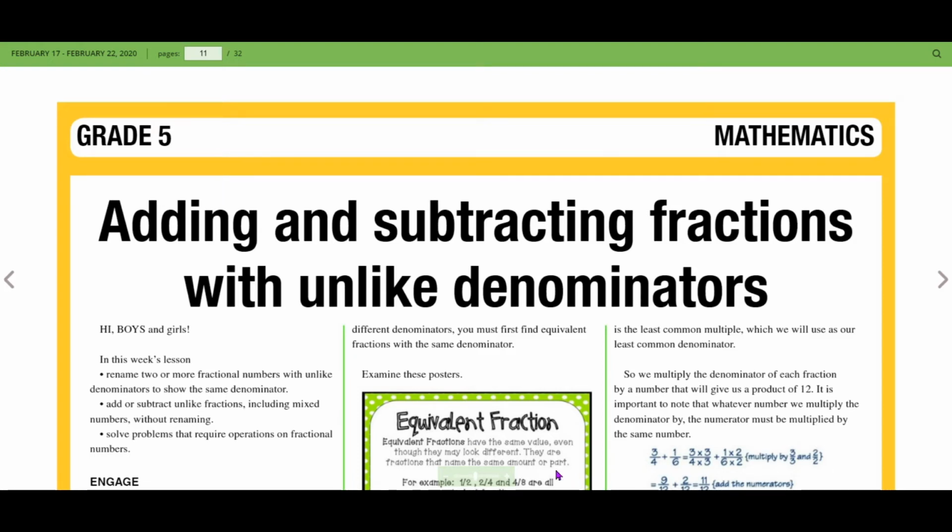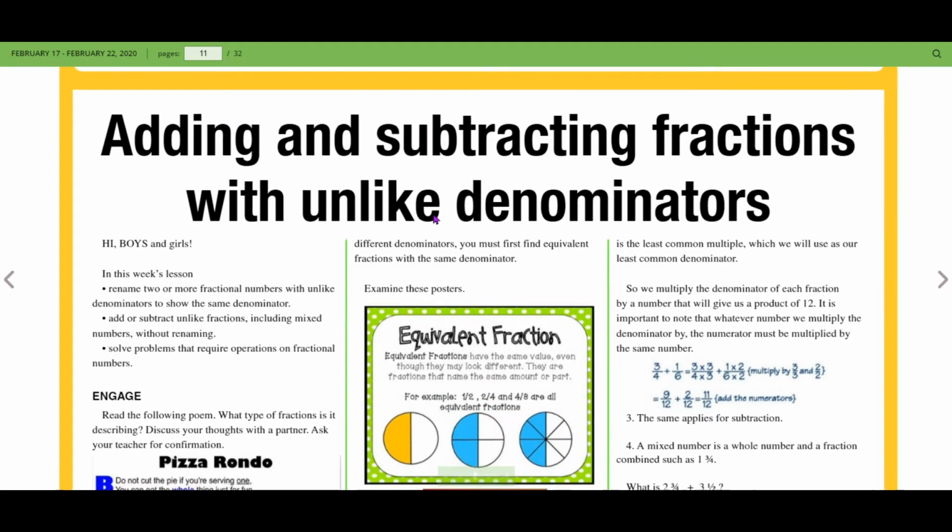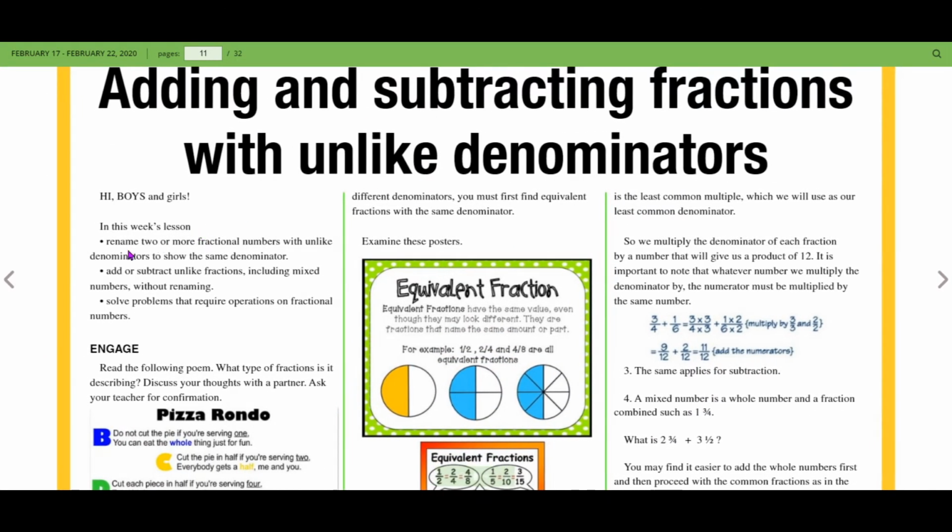In this episode, we're looking at adding and subtracting fractions with unlike denominators. So in this lesson, we're going to rename two or more fractional numbers with unlike denominators to show the same denominator. We're going to add or subtract unlike fractions, including mixed numbers, without renaming, and solve problems that require operations on fractional numbers.